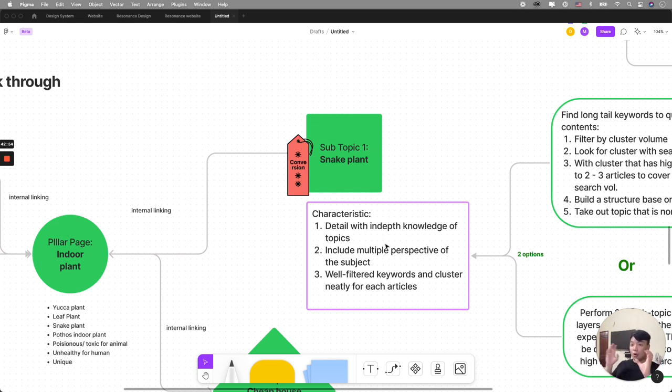And you show Google that not only do I know snake plants relate to indoor plants, but I also know everything that's surrounding snake plant that people are asking about, right? Include multiple perspectives of the subject. Is snake plant healthy? Is snake plant cat friendly? Is snake plant toxic or unhealthy for humans? Easy to grow? Change the pot? All that should be in here. Is there a subtopic? Well-filtered keywords and clusters, neatly. Wow, this is the beauty of Keyword Explorer, which we will go into now.